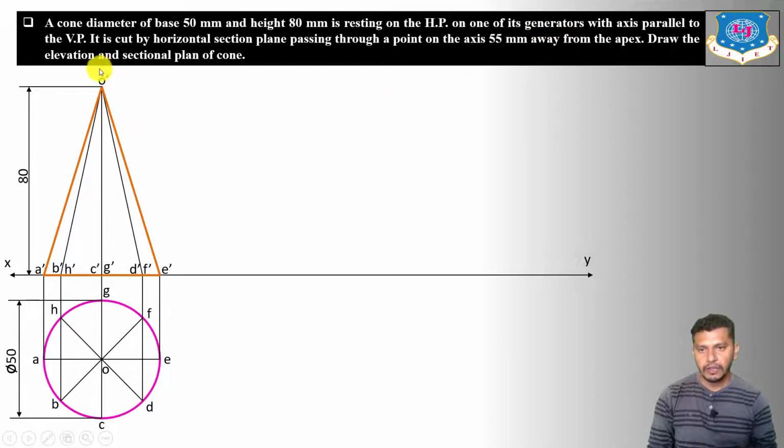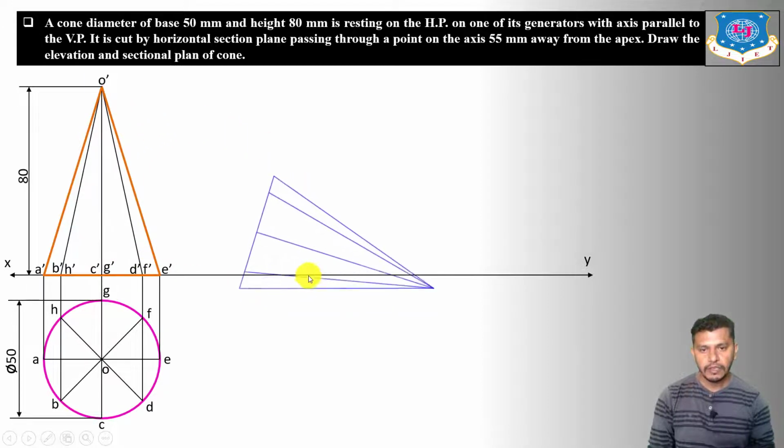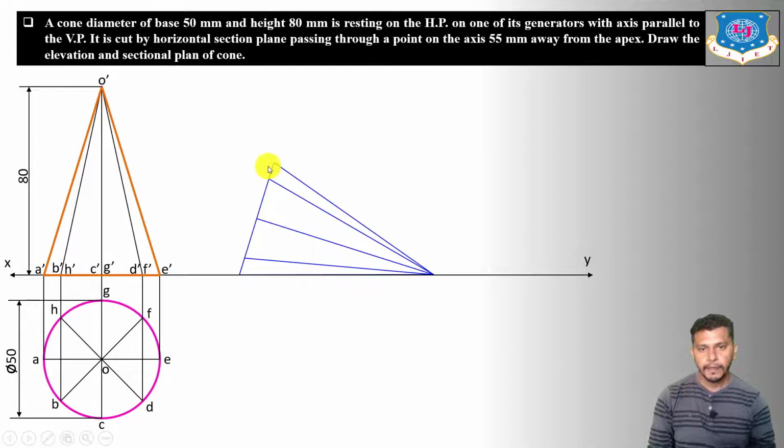Okay, so we will take generator O dash E dash on the XY reference line, and we will copy this figure over here in the second stage. So by taking the generator O dash E dash on the XY reference line, redraw this figure over here like this. Okay, so here we'll get A dash, B dash, H dash, C dash, E dash, D dash, F dash, and E dash, and O dash will be here.